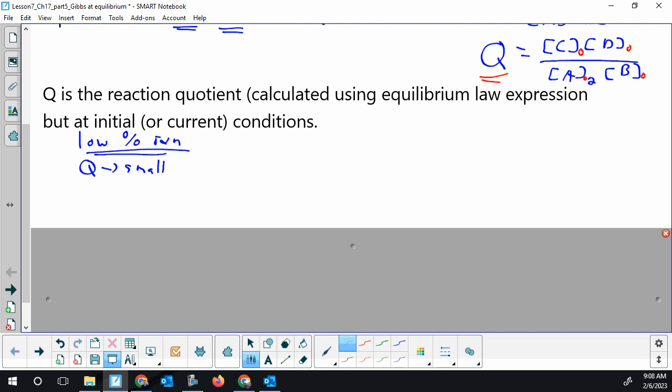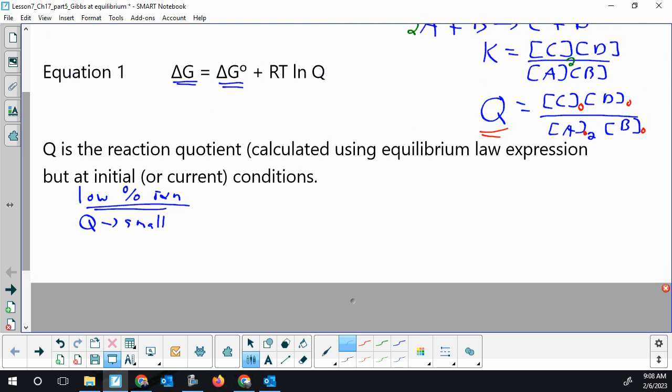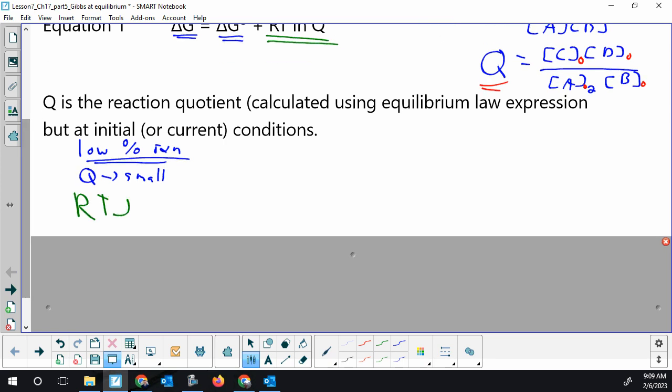So if Q is small, what's going to happen to this term? If you take the natural log of a small number, you're going to get a negative output. And there's no other negatives in this underlying green piece. R, the universal gas law constant, is always going to be positive. Temperature is always going to be positive. So when you have small Q's, the RT ln Q is going to be negative.